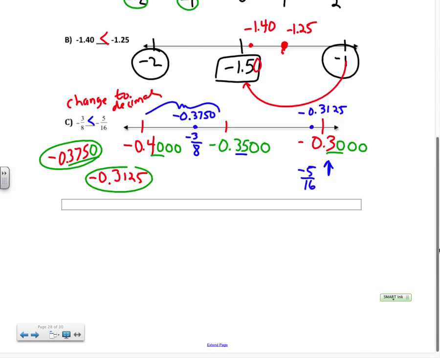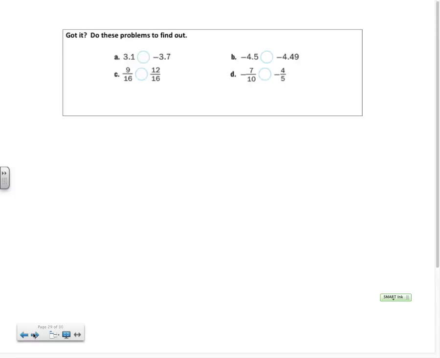Okay, I believe there is another page, so go ahead to the next page. You do not have to graph these, but I'd like you to change them all to decimals and see how they compare. Come back with any questions you may have.